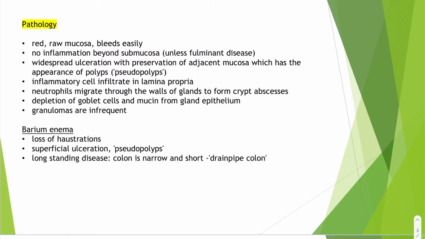On barium enema, one can see that there will be loss of haustrations, superficial ulcerations or pseudopolyps, and in long-standing disease, the colon is narrow and short, something called drain pipe colon. Although now the barium enema is not done much, normally we do the colonoscopy, yet it is widely available.